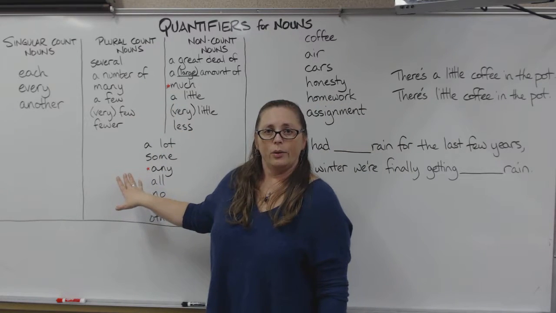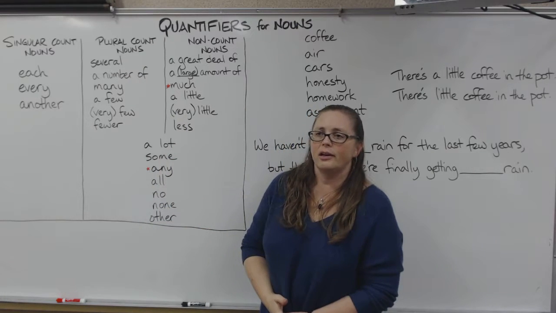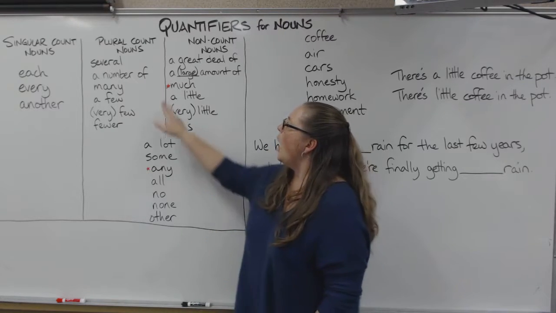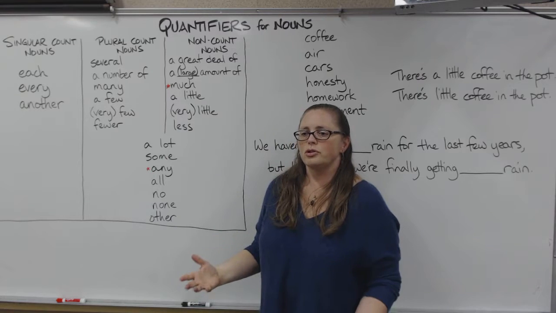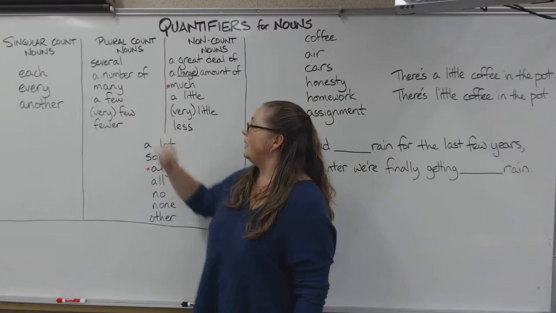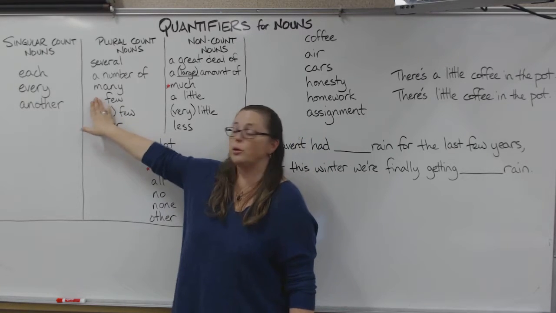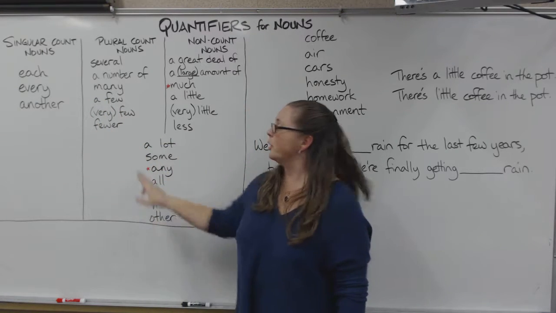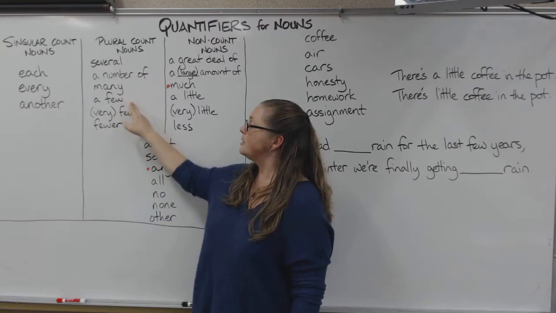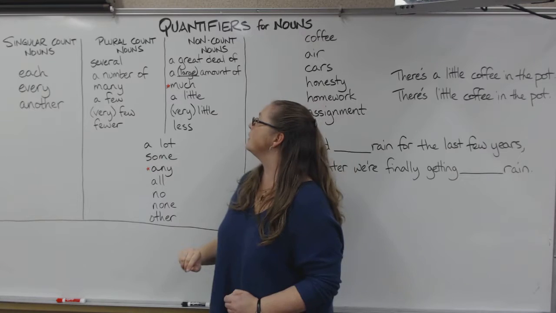Plural count nouns, you can use the word several. It's unspecific, but several, maybe 3, 4, 5. A number of. It's used to signify that there's more than just 1 or 2. Many, a few, very few, or just few, and fewer. Now you might be wondering, why do I have a few and then again, few or very few? There is a difference between having the article or no article, and I'll talk about that in a minute.